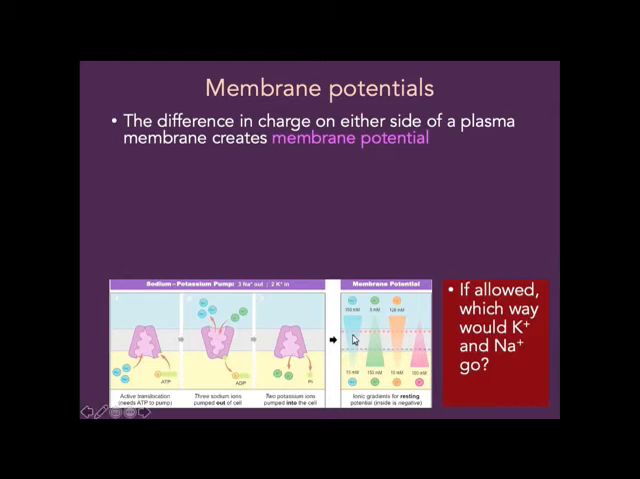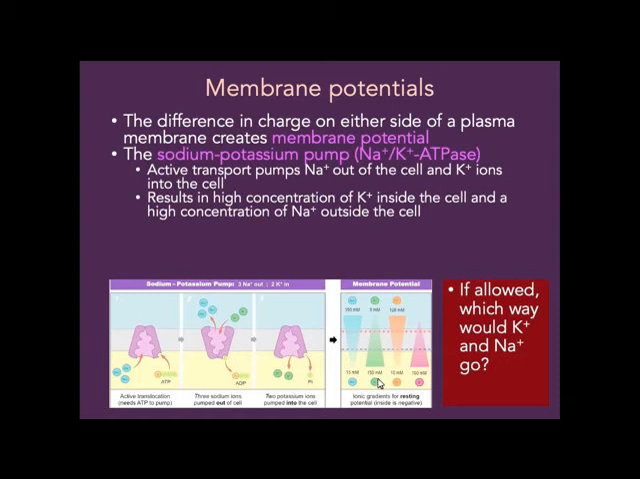Let's just say that you have a lot of sodium over here and a lot of potassium over here. Which way would the potassium go if it could? This picture shows that you have a lot more of the potassium over here and not so much over here, so it would want to go up. What about the sodium? It would want to go down. So that's potential energy that could be harnessed.